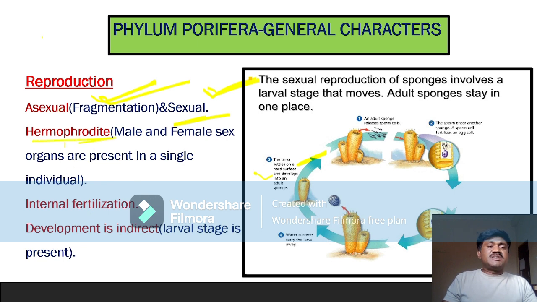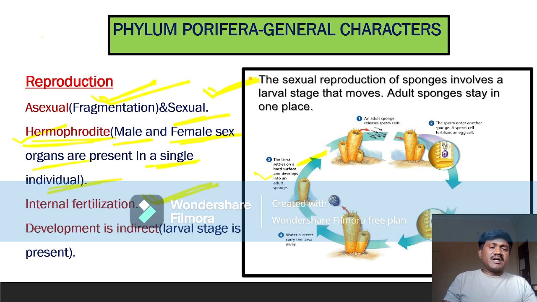So here these animals are hermaphrodites. Hermaphrodite means what? Male and female sex organs are present in a single individual. In the same organism's body, male and female sex organs are present. Such organisms are called hermaphrodite animals. Right, here internal fertilization occurs.